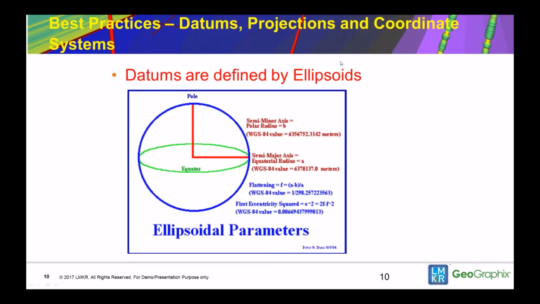So this is something, as I talked about before here, datums are defined by ellipsoids. There's a semi-minor or polar radius, and a semi-major or equatorial radius defined for each datum.